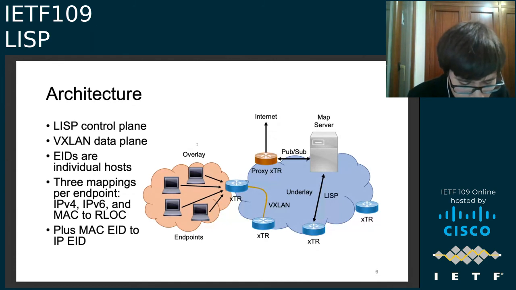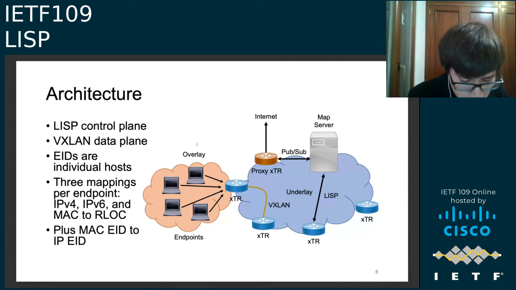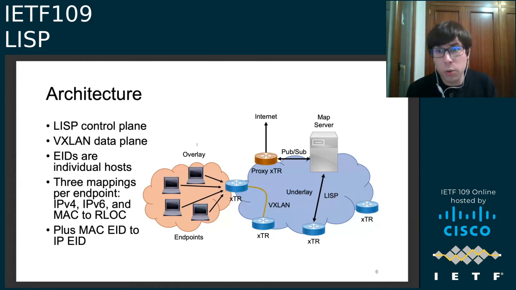No problem. So we use the standard Lisp with a few tweaks. As I said before, we also use VXLAN as a data plane. And we tag endpoints individually, so that means that all EIDs are /32s. And we store 4 mappings for each endpoint. So we have their IP version 4 address, IP version 6, MAC address, and then we also have a mapping of MAC EID to IP EID, and we use that for layer 2 stretching that I will explain later.